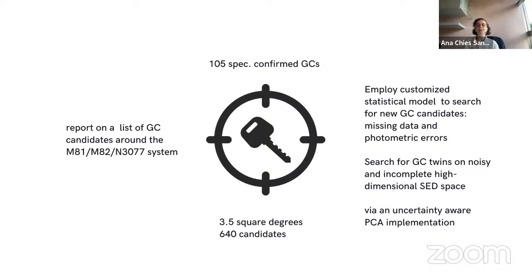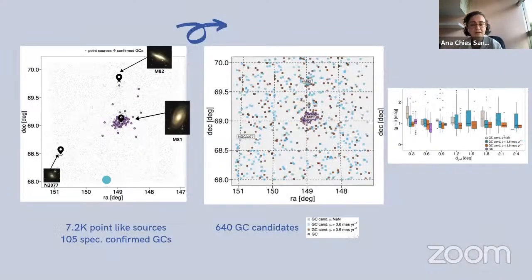In a search in a region of around 3.5 square degrees, we expand the current list of known GCs by quite a bit. We started with 7.2 thousand point-like sources with photometry in 11 filters and 105 spectroscopically confirmed GCs, and arrived at 640 new GC candidates, shown here in this middle panel. And in the right panel, we have the galactocentric distance versus the g-i color for the literature confirmed GCs and the GC candidates, separated by their proper motion value.